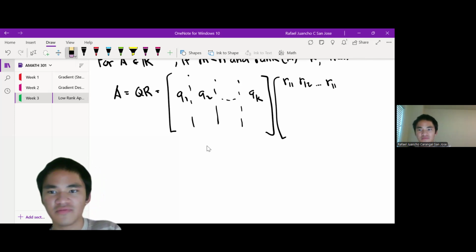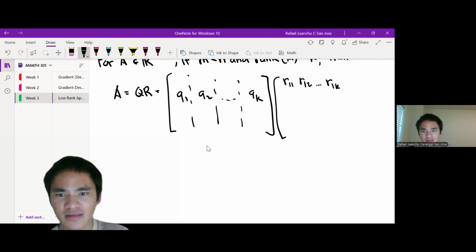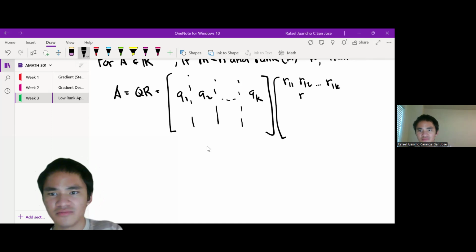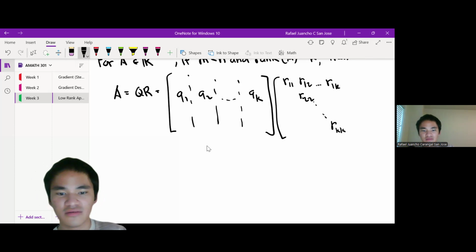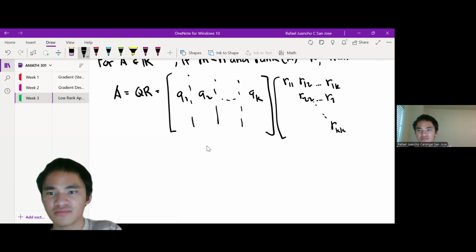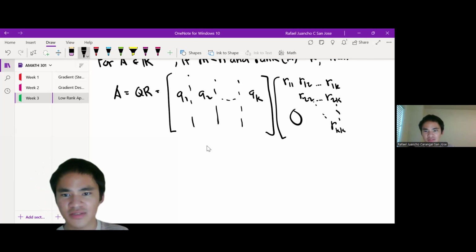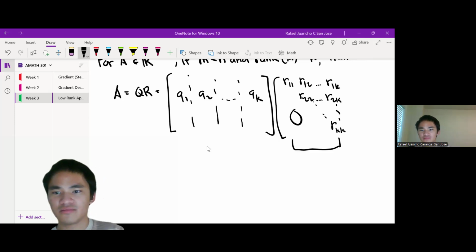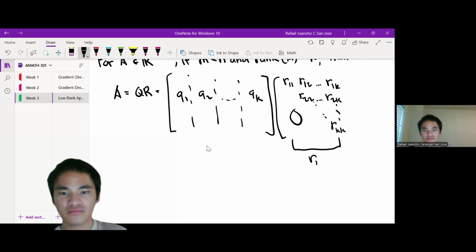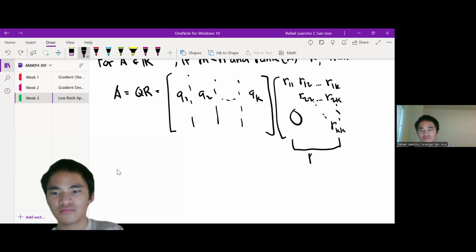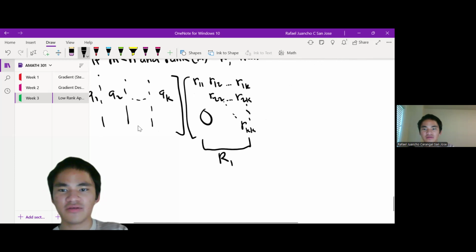So let me fix my handwriting. Okay. And then I have R22, all the way to RKK. I go down here, R2K, I go down. These are zeros, right? This is an upper triangular matrix. So that's my R1, right? And then I continue from here.